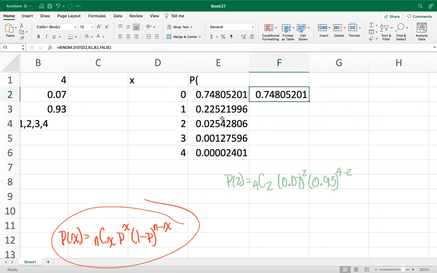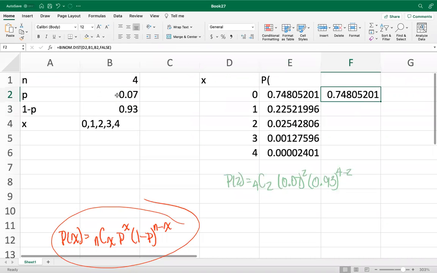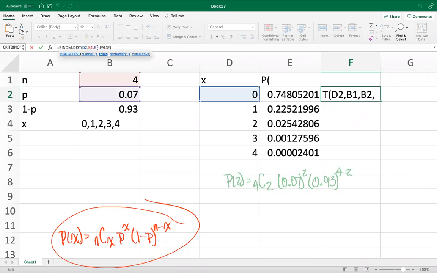In order to keep these correct, the probability of success is always going to be the same. So probability of success here, you see how it's highlighted right here, we're going to keep it exactly the same. We're going to freeze that. Number of trials for this whole experiment is going to be the same. So number of trials we could freeze as well.